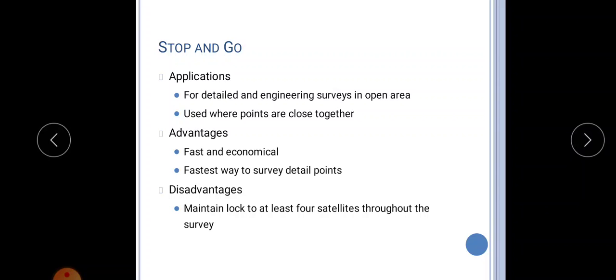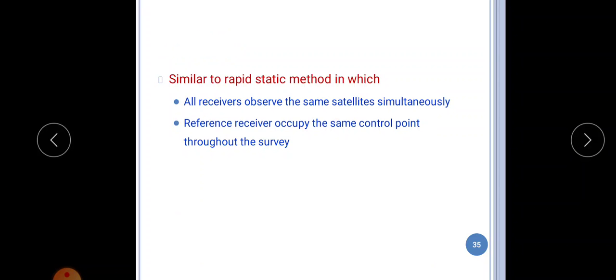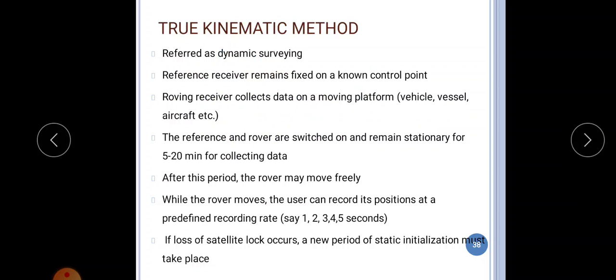And the disadvantage, it should maintain lock to at least 4 satellite throughout the survey. അതായത് ഈ സർവേ പ്രോസസ് കംപ്ലീറ്റ് ചെയ്യുന്ന അത്രയും പീരീഡിൽ നമ്മൾ ഈ സാറ്റലൈറ്റ് ഒരു ലോക്ക് ഉണ്ടായിരിക്കണം. ആ ലോക്ക് ബ്രേക്ക് ചെയ്താൽ പിന്നെ നമുക്ക് സിഗ്നൽ ഡീറ്റെയിൽസ്, ലൊക്കേഷൻ ഡീറ്റെയിൽസ് കാൽക്കുലേറ്റ് ചെയ്യാൻ പറ്റില്ല. സോ ഇറ്റ് ഷുഡ് മെയിൻറ്റെയിൻ കണ്ടിന്യൂസ് ലോക്ക് ബിറ്റ്വീൻ ദ സാറ്റലൈറ്റ്. ഇതാണ് സ്റ്റോപ്പ് ആൻഡ് ഗോ പ്രൊസീജിയർ.